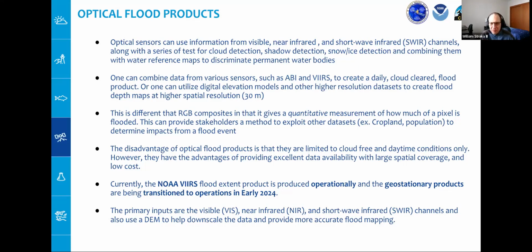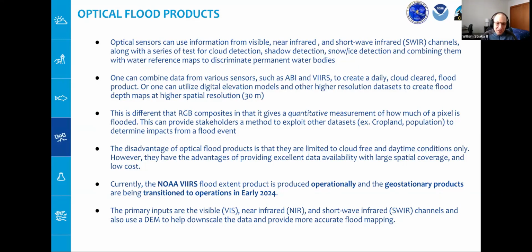These are different from RGB composites because a flood extent map gives a quantitative measurement of how much of a pixel is flooded. This can then provide stakeholders a method to exploit other data sets, croplands, population data sets, to determine the impacts from a flood event. The disadvantage, of course, of optical products is that they're limited to cloud-free and daytime conditions only. But they do have the advantages of providing excellent data availability with large spatial coverage and at low cost.